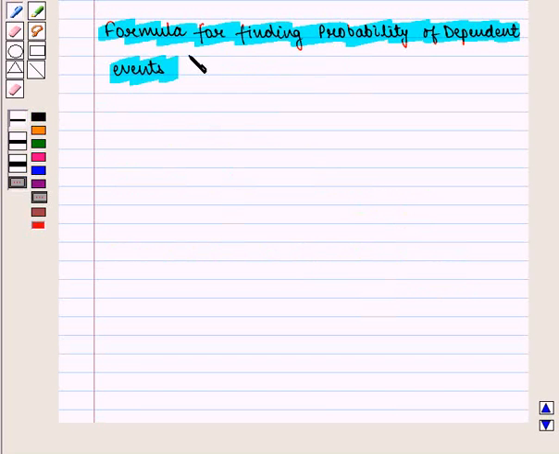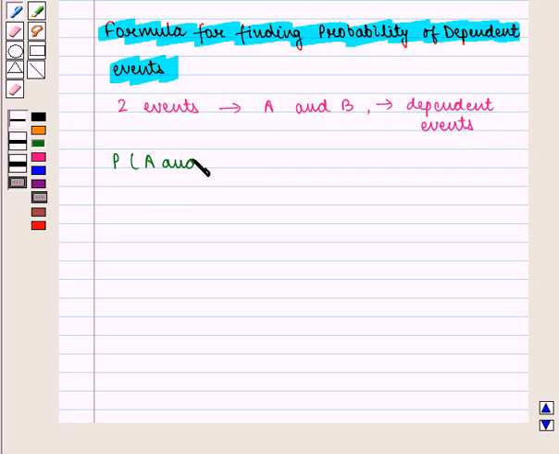We have a direct formula for finding probability of dependent events. If we have two events A and B which are dependent events, then the probability of both events occurring is given by the product of probability of A and probability of B after A occurs.